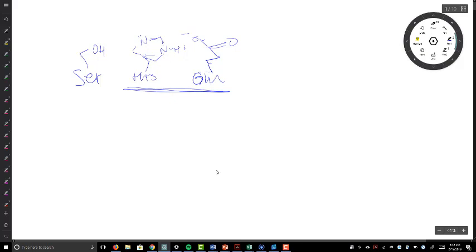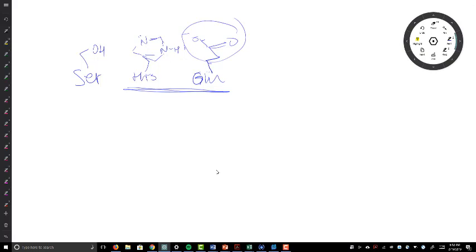In theory, I guess you could make an argument that glutamate could be a nucleophile, although I wouldn't necessarily think it would, because it's a little too bulky to be acting as a nucleophile. But the combination of histidine and glutamate together should be a pretty good clue that it's going to be a serine protease. Especially the histidine.